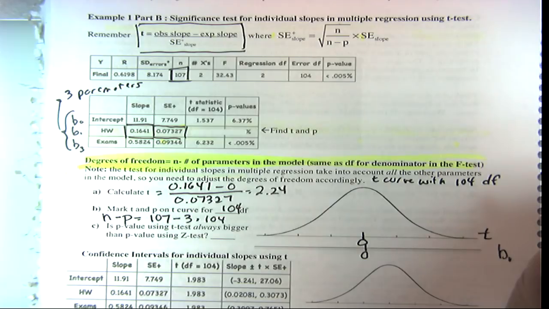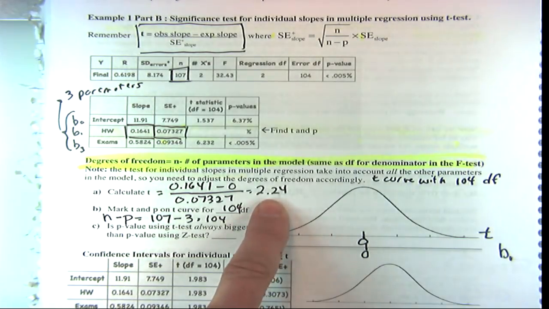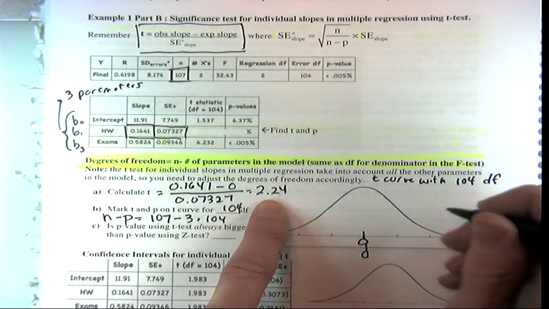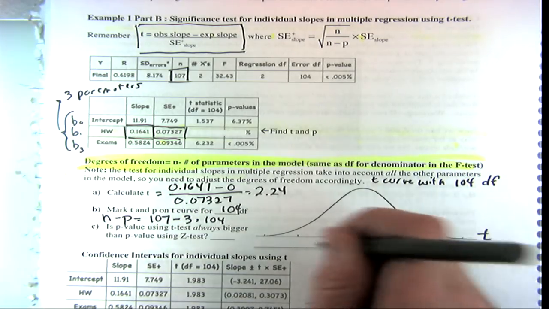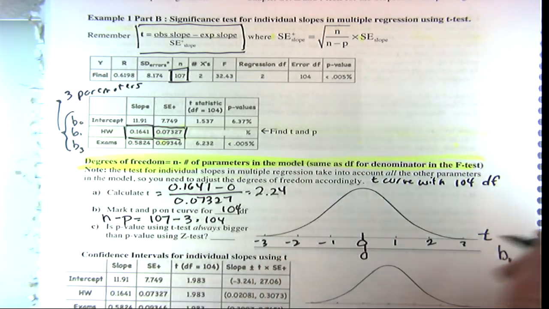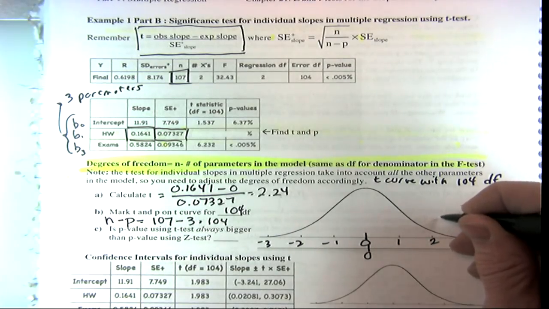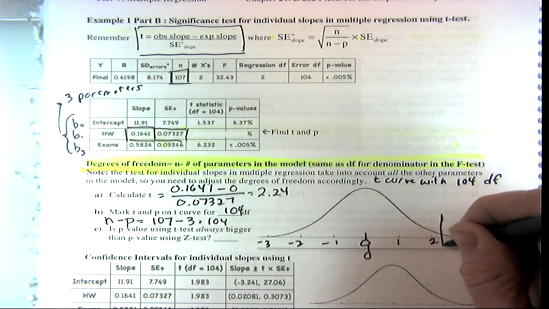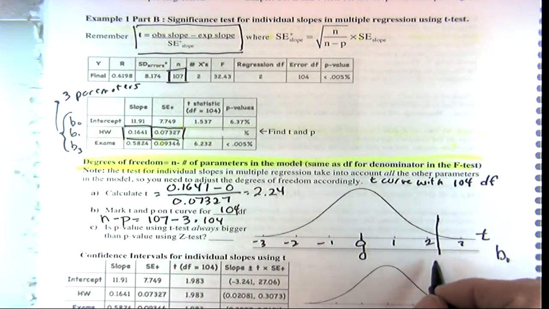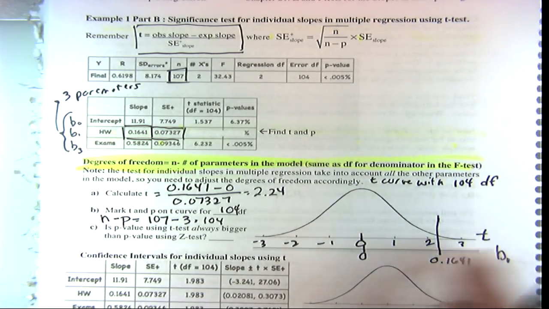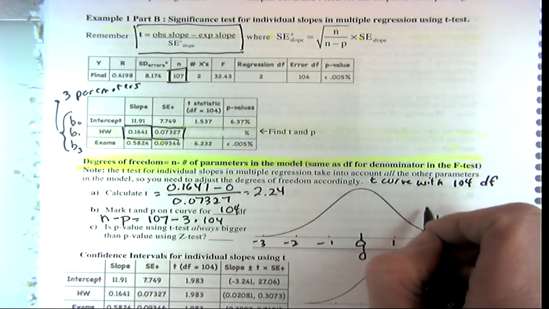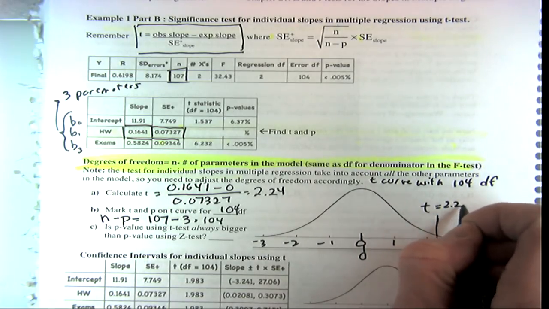And what do we want to find on here? I looked it up. I can show you. I did it by the online calculator. I looked up 2.24. First, let's just draw it. Okay, so we have 2.24. It's about there. Okay, and now that's where 0.1641 lives on the t-curve. And this is t equal to 2.24.